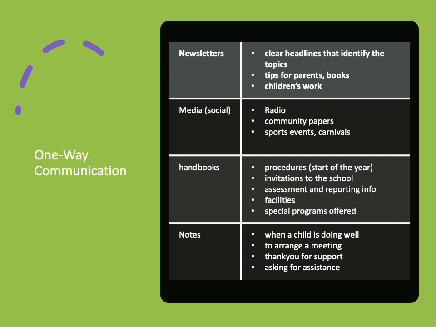So that could be things like our newsletters. Most schools have now moved to digital newsletters, or they've moved to different things like Seesaw or School Bag, different apps that allow the school to communicate directly with the parents. And we talk about one-way communication, meaning that the school sends it to the caregivers in some way. So simplify things in newsletters, make sure you have clear headlines, have tips for parents, have books, have children's work, make it quite rich if possible.